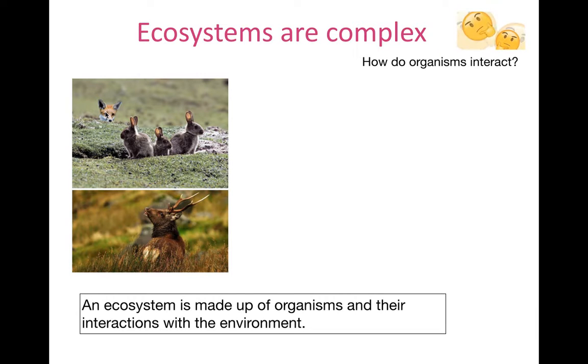Okay, and you could also think about this in terms of the fox being what we call a consumer, and the rabbit being a herbivore. As in, the rabbit eats grass, and the fox consumes the rabbit, in terms of it consumes the meat from the rabbit. So that would be a predator-prey relationship, and that would be between species. But how else do organisms interact?